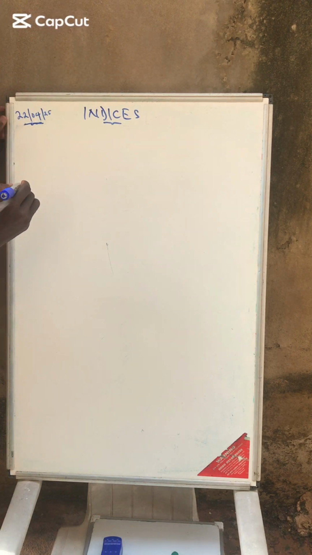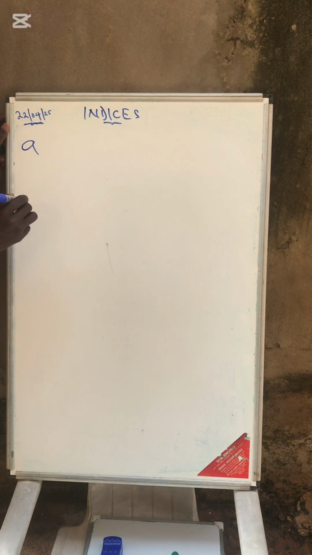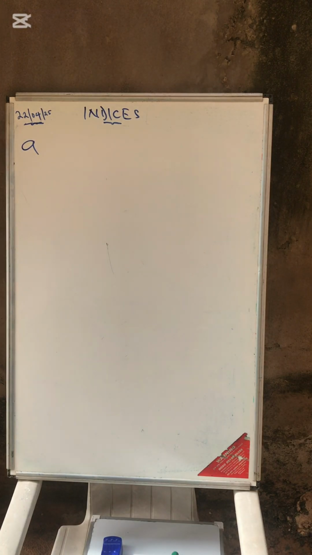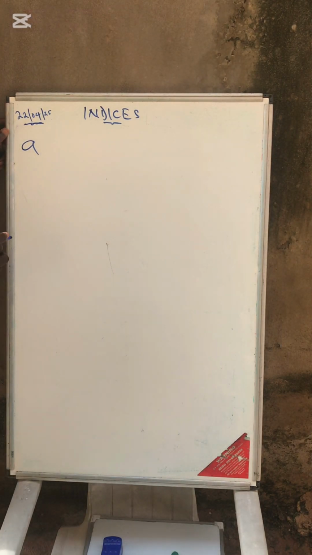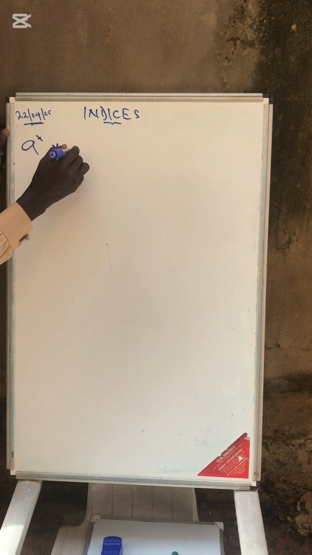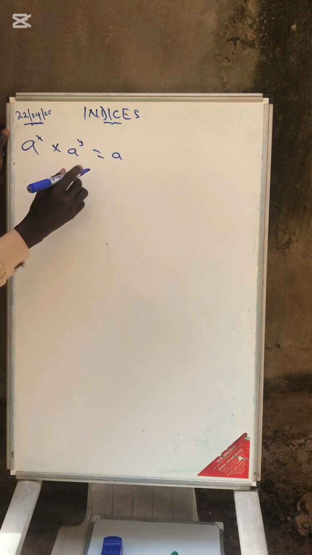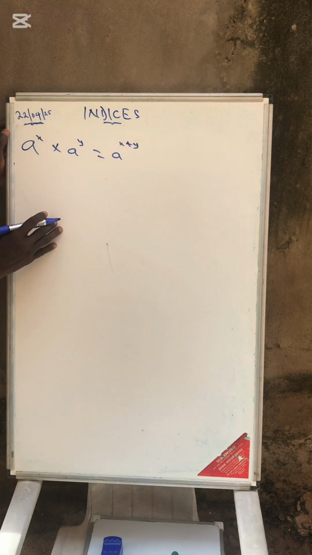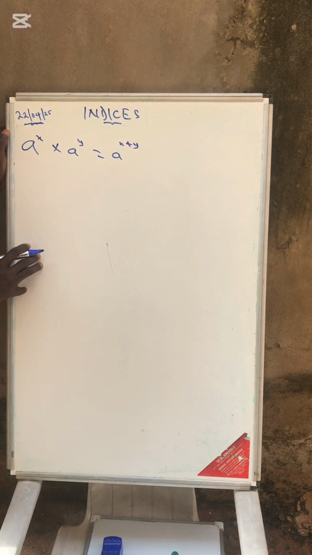Let me remind you of the rules. Look at that. A raised to, can you see what I'm writing? Yes. Is this not obstructing? Are you sure? Okay, good. Now look at that. A raised to power x times a raised to power y is what? A raised to power x plus y.